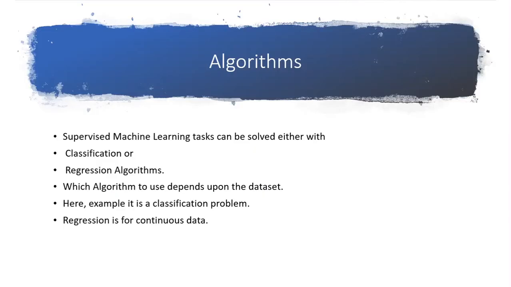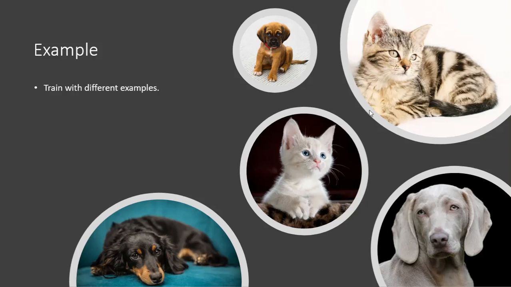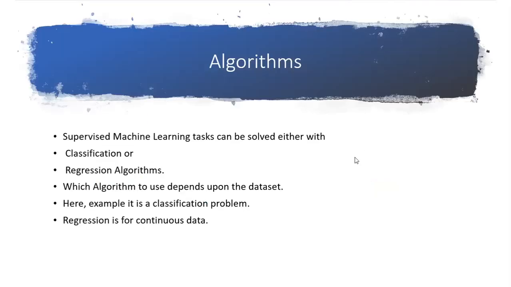But as of now, we'll come to the algorithms used for supervised machine learning. These algorithms solve various problems like classification and regression, so they could be classification algorithms or regression algorithms. Which algorithm you use depends upon the data you're working with. For this example of cats and dogs, it is a classification problem, so we'll be applying classification algorithms to this data set. Regression is used for continuous data like housing prices, predicting weather conditions, or stock exchange prices, which are continuously on a rise or a fall. So this is continuous data, and you use a regression algorithm for that.